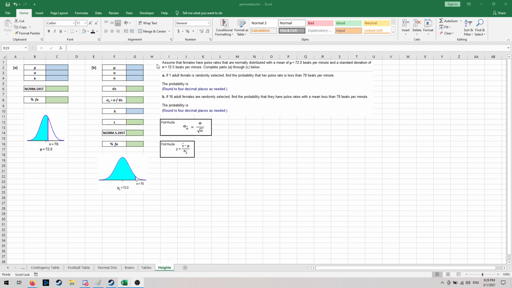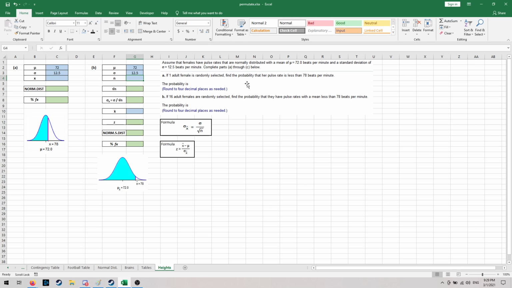So, we're given some information about female pulse rates. We're told that they're normally distributed with a mean of 72 beats per minute and a standard deviation of 12.5 beats per minute. So we can just start to pull information out of our question that we need. We can see that our mean is 72, and it will be that way in both parts, so we can fill both of these out. And our standard deviation is 12.5.